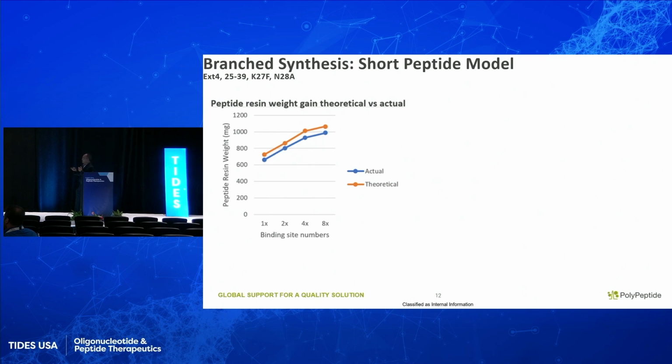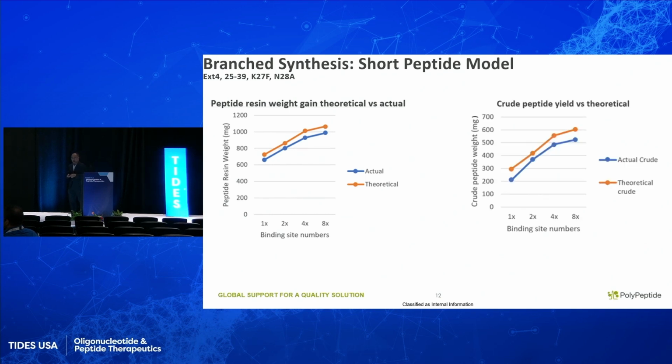If you look at the control 1x and the first generation 2x, second generation 4x, it follows through. And you have seen before in the previous slide, the third generation 8x was stalling out. And that's exactly what this weight gain is reflecting. Now you look at the crude peptide. You take the peptide resin on your left-hand side, you cleave this, and then you look at the weight of this crude peptide. Again, the result is consistent with the peptide resin weight gain.